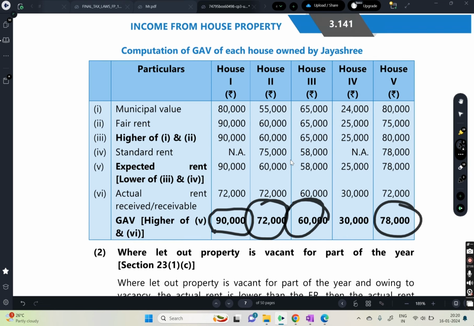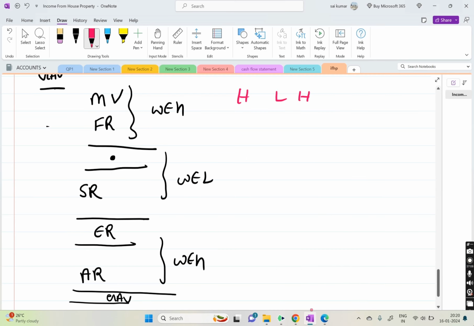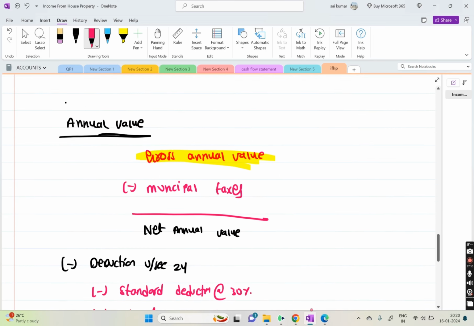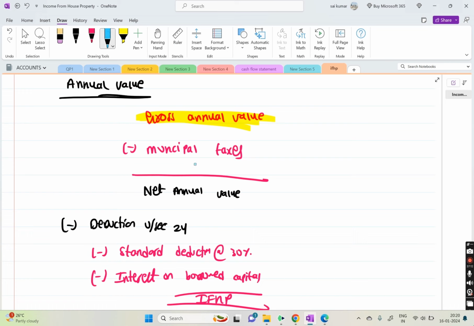From this gross annual value, we need to deduct the municipal taxes, whatever taxes you have paid. If you deduct that, you will get the net annual value. After that, you will go for the deductions. So first, find GAV minus municipal taxes, then you will get the NAV.